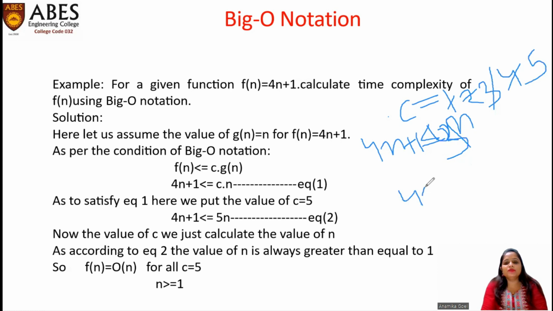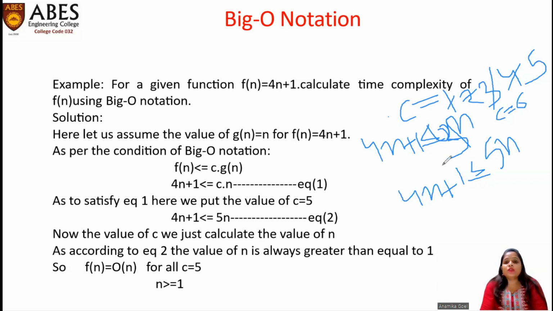So the value is 4n plus 1 is less than or equal to what? 5n. Now the condition is satisfied. Is it clear? Again, we'll check the value of c equal to 6. In that case, in equation 1, 4n plus 1 is less than or equal to 6n. The condition is again satisfied. For c equal to 7 it is again satisfied.